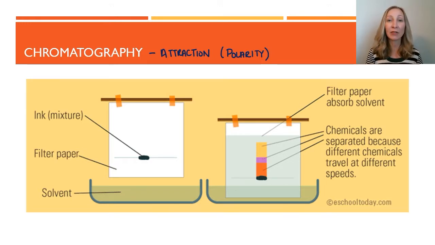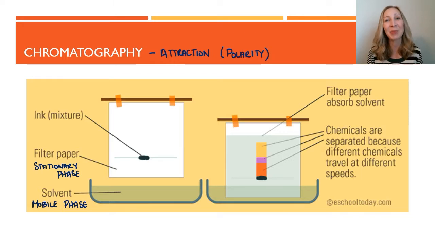So here we have an ink mixture on a piece of paper. In this example, it's filter paper. Now we're going to call the filter paper the stationary phase. And there are multiple different stationary phases that can be used. In this example, filter paper is our stationary phase. Then we will dip it into a solvent, which is going to be our mobile phase.